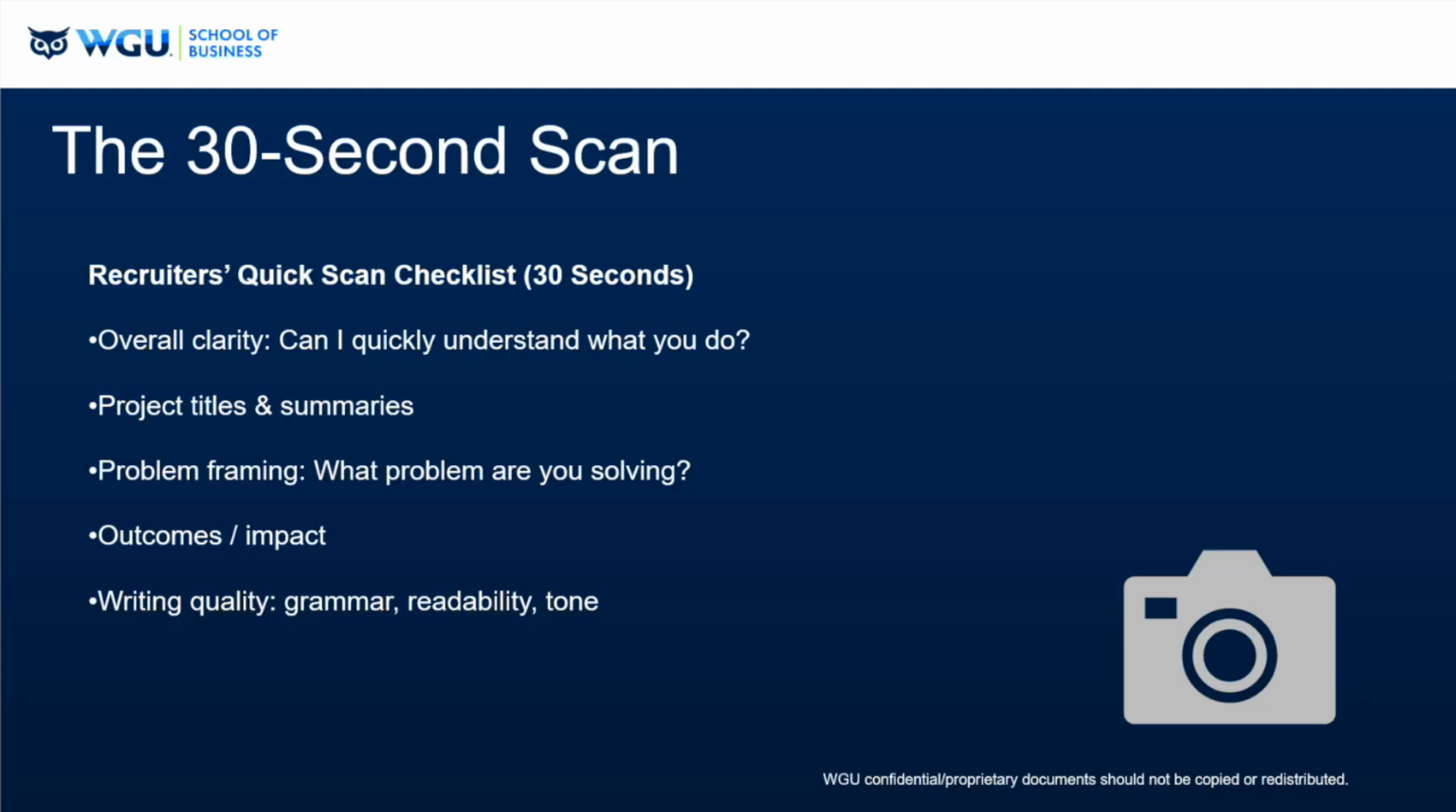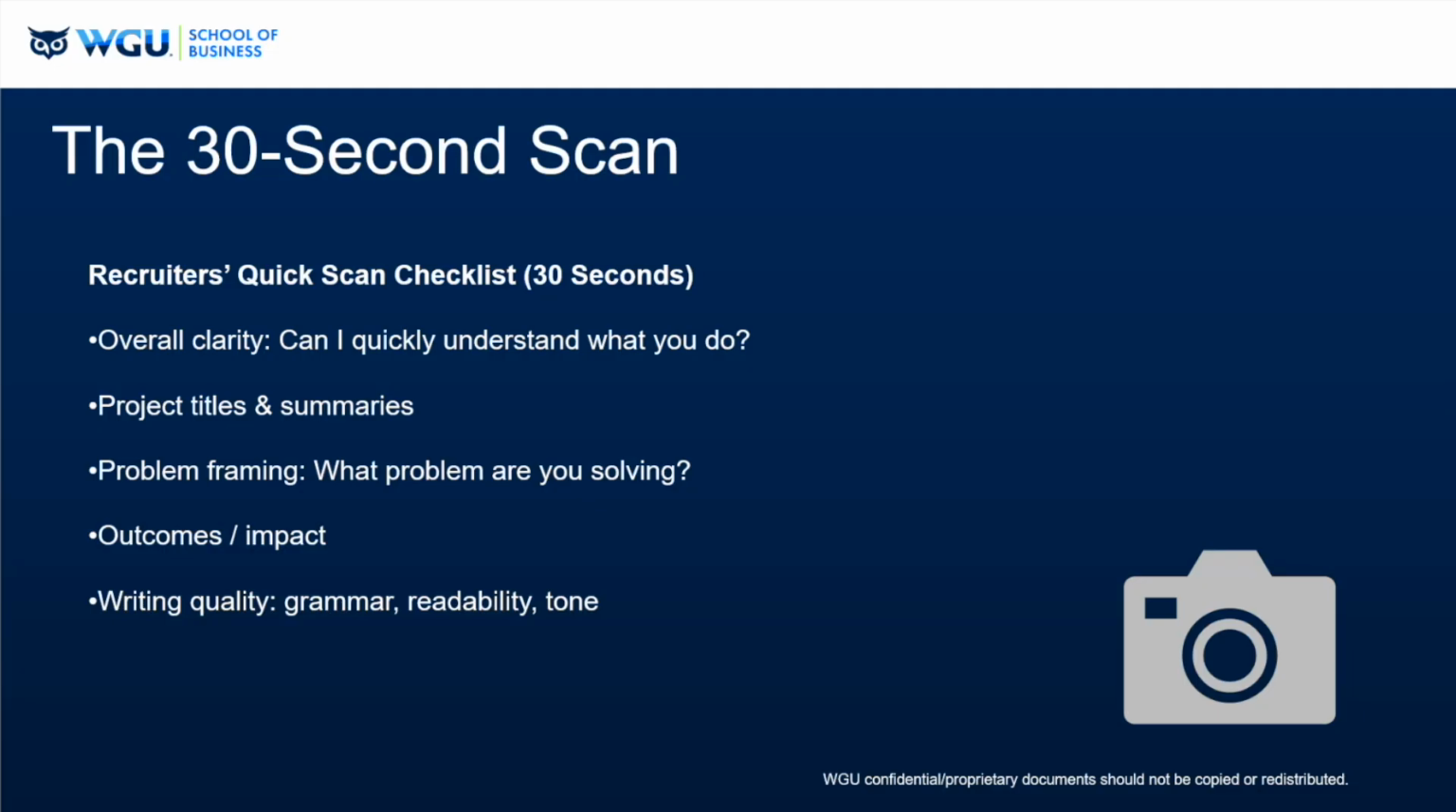Some things you want to ask yourself. Overall clarity: can I quickly understand what you do? This is what recruiters are asking. They're going to look at your project titles and summaries. Make sure that they're clear, very easy to find, and very organized. Problem framing: what problem are you solving? They want to see more than a gallery. They want to see how you solved a particular problem and what your process was.